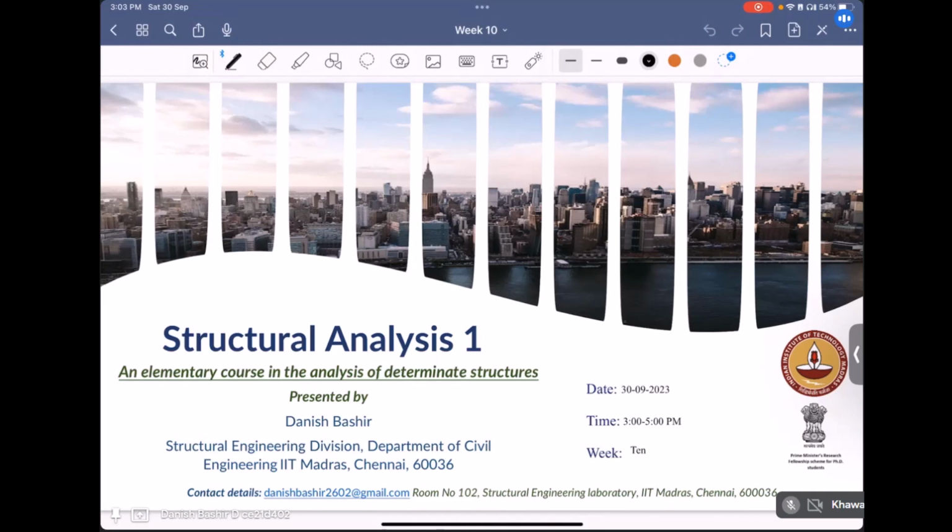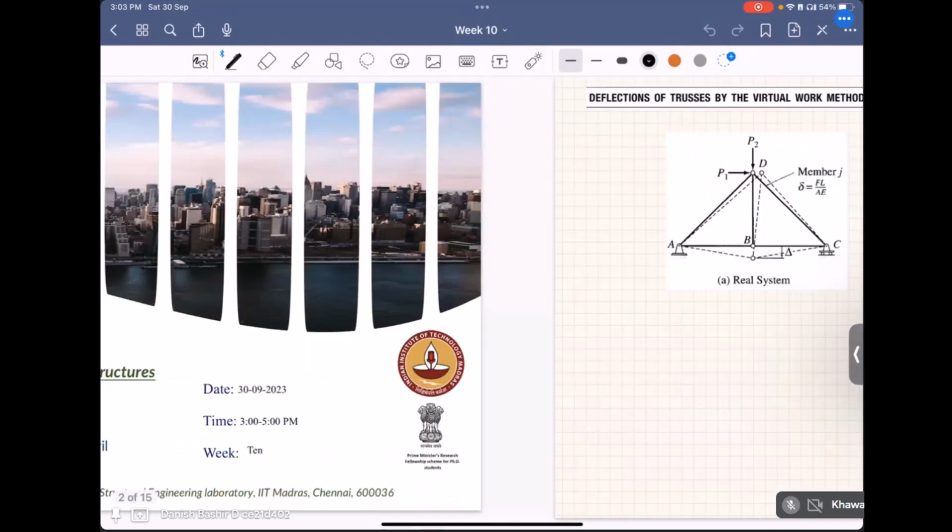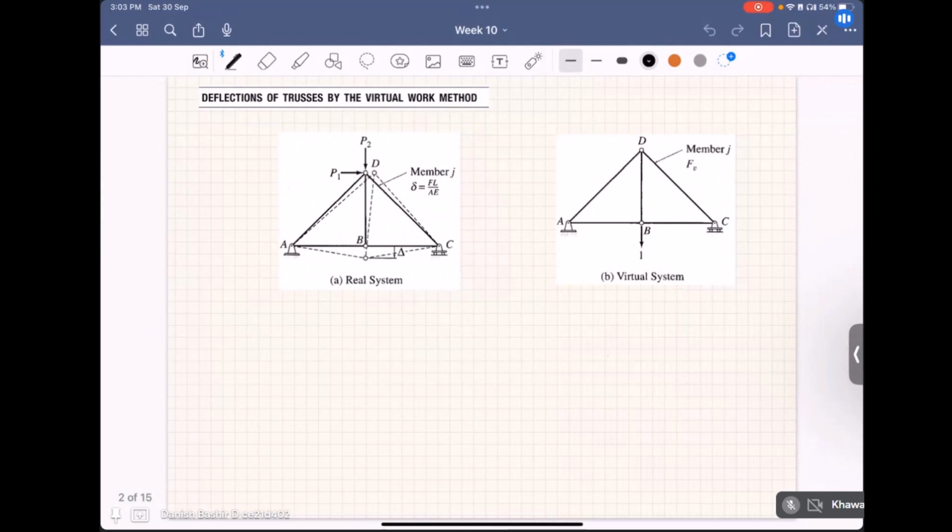So in the last couple of sessions, we were discussing the virtual work method. In the last session, I guess we studied the virtual work principle for rigid bodies as well as for deformable bodies. Continuing on the same topic, today we will be discussing deflection of trusses by the virtual work method.